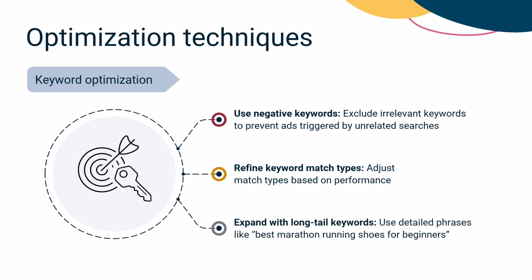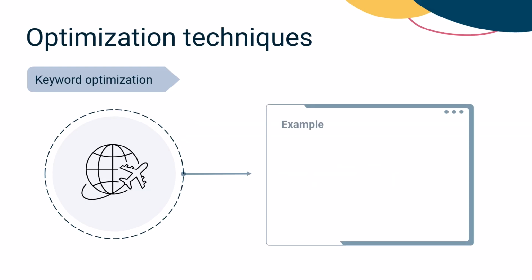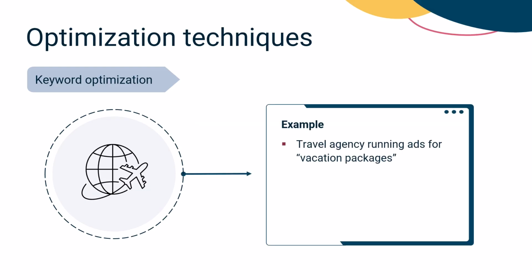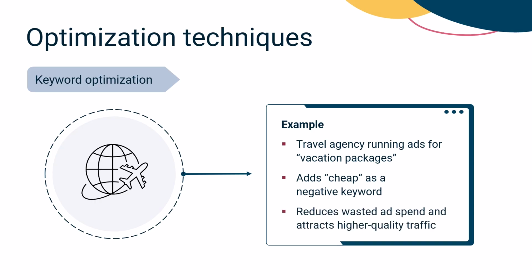You can also expand with long-tail keywords. Instead of generic terms like running shoes, using detailed phrases like best marathon running shoes for beginners helps attract users with clear purchase intent. Imagine a travel agency running ads for vacation packages notices that cheap vacation deals generate many clicks, but few bookings. By adding cheap as a negative keyword, they reduce wasted ad spend and attract higher quality traffic.